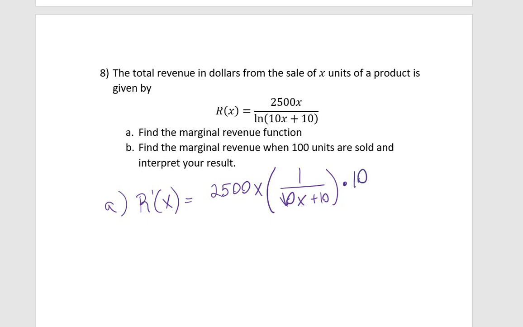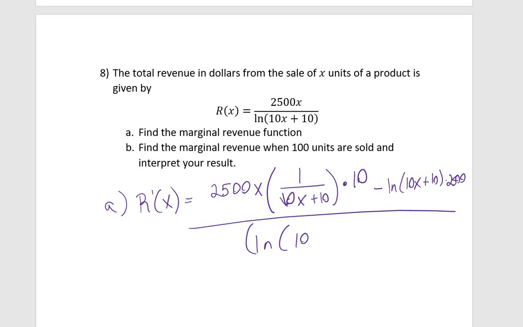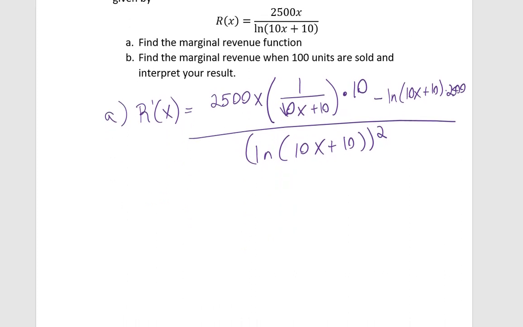remember, the derivative of the natural log of 10x plus 10 is going to be 1 over the inside times the derivative inside, minus the bottom times the derivative of the top, which is just 2,500, all over the bottom squared. Good, now it still looks kind of gross, but that's okay.